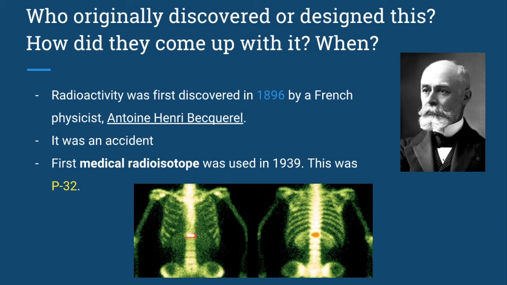One of the minerals he worked with was uranium, and then in 1903, he was awarded the Nobel Prize for Physics for his discovery. The first medical radioisotope was used in 1939. This was phosphorus 32. And then right here is a picture of Antoine Henri.